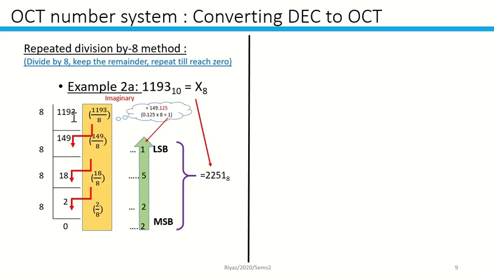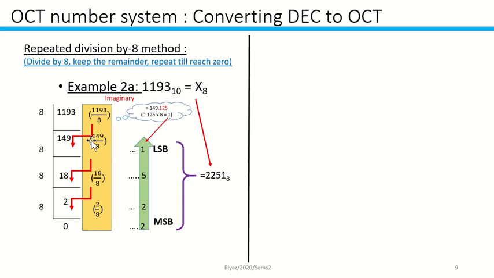So 1193 divided by 8, which is the yellow part, which I put as an imaginary. 1193 divided by 8, you're going to have 149. The actual number is 149.125. 149 put over here, and the balance 0.125 times 8, because you are dividing by 8. You just times with 8, you're going to have 1 over here. So the remainder, you just put over here as 1.